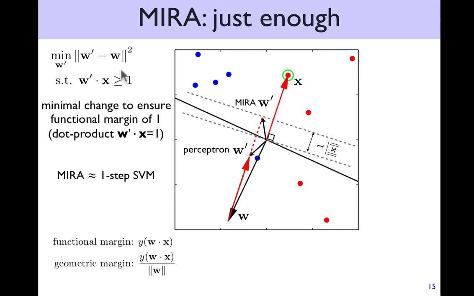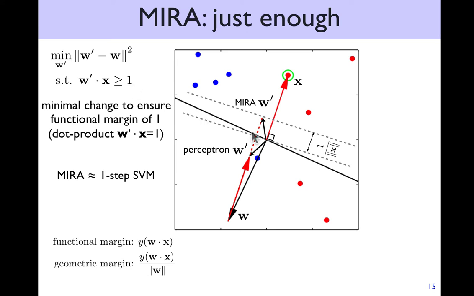MIRA can be viewed as a one-step or online version of SVM, where you just try to minimize the distance between the new weight vector and the current weight vector. In other words, you want to make the smallest change. Why? Well, because that's stable, right? You don't want to make very bold changes. Then your model fluctuates. You want to make a very small change, just enough. What is just enough? Ensure the functional margin, or dot product, becomes 1 after the update.